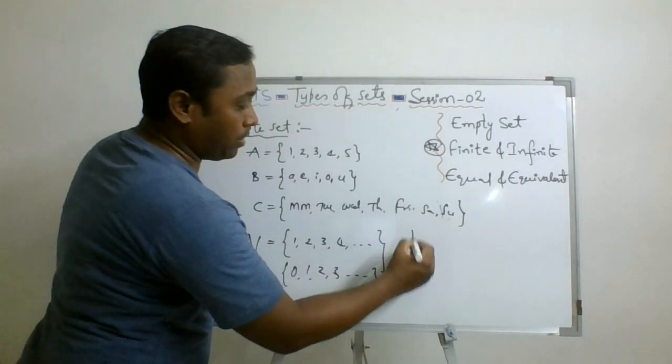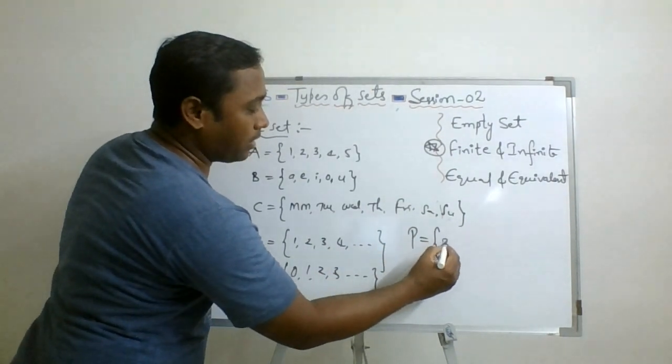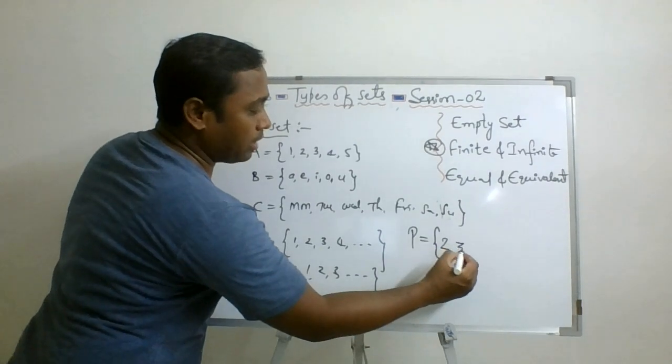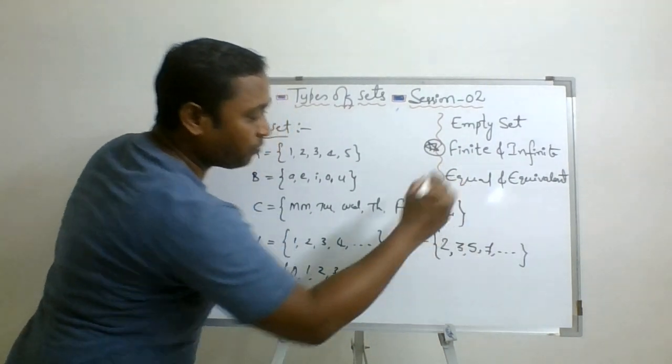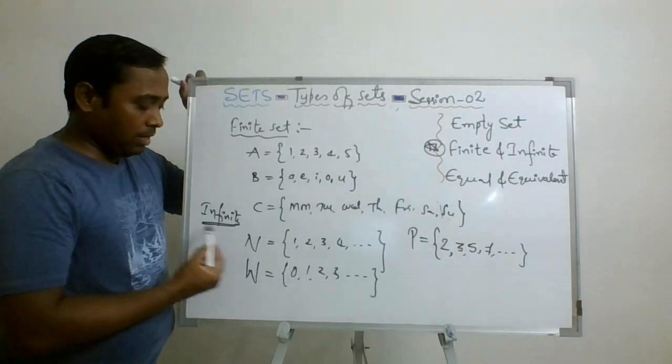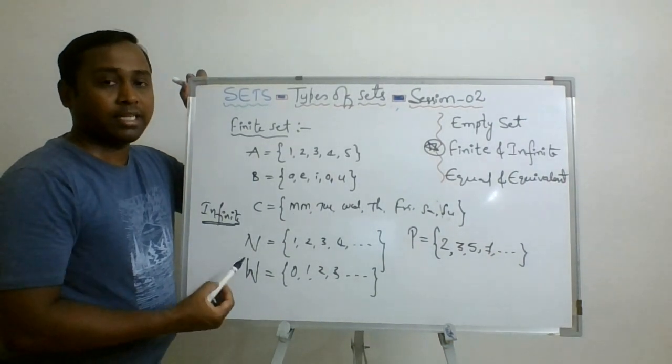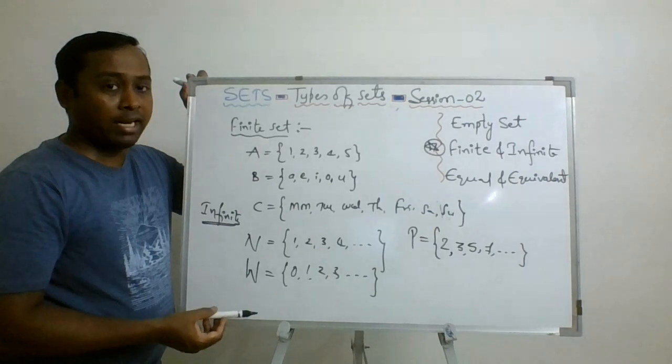The set of prime numbers. The smallest prime number is 2, then 3, then 5, then 7, and so on. So this is what infinite sets are. An infinite set means a set which contains an infinite number of elements.